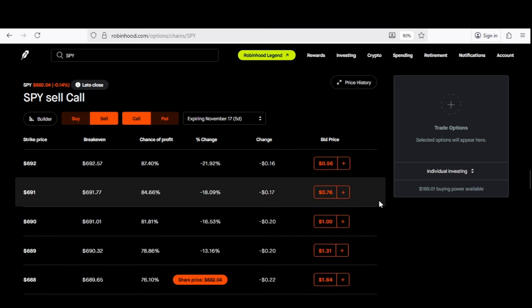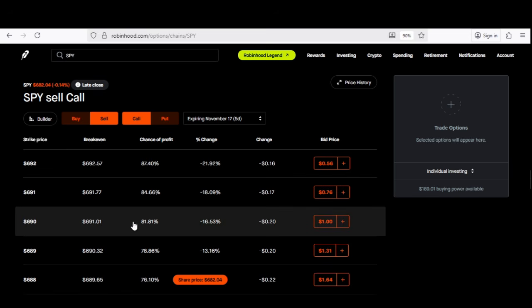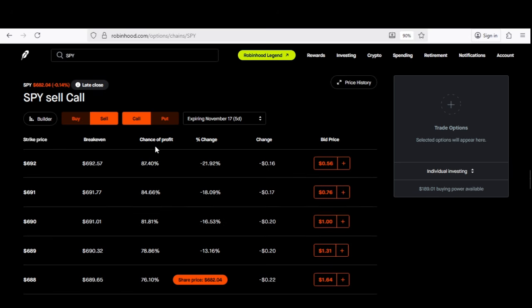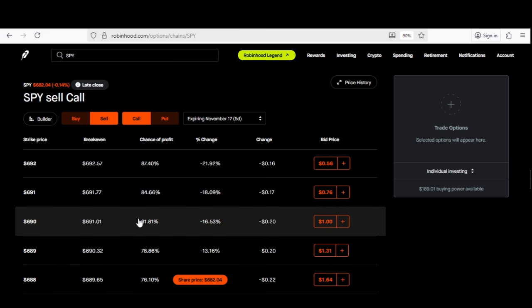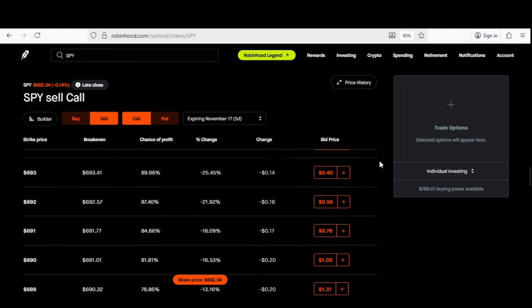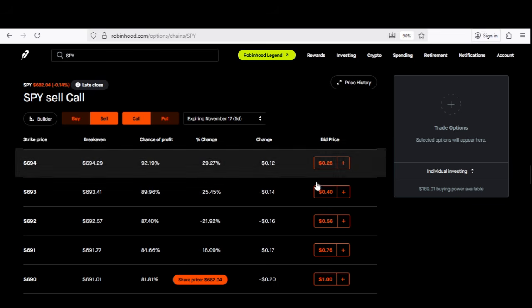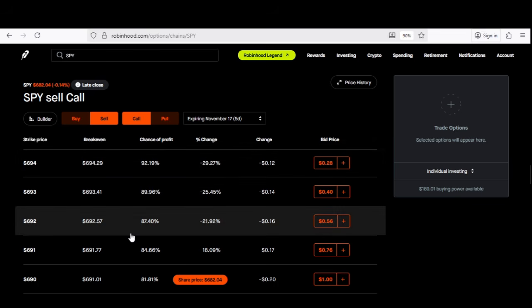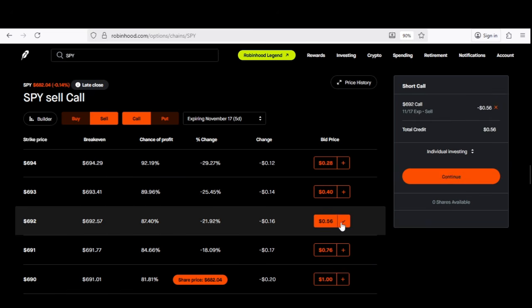Now, the rule of thumb, if you are new to options trading, is that you want to go with around an 80% chance of profit. If you look to the top here, you can see chance of profit featured here. So that's going to give you the 690. Now, what I'm going to do, I'm going to go even higher, and I'll explain why as the video goes along. I'm going to be taking an 87% chance of profit right here, and that's going to coincide with the 692 strike price that I'm circling right here. So we're going to select that.